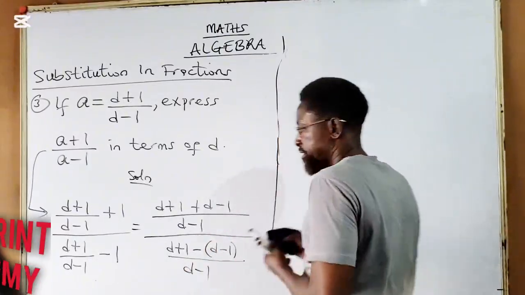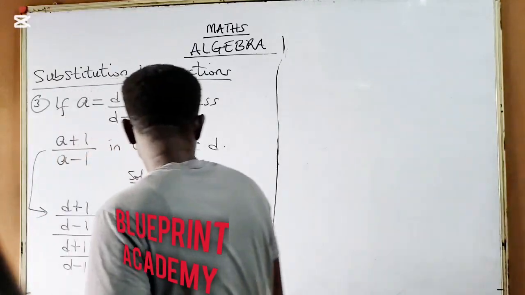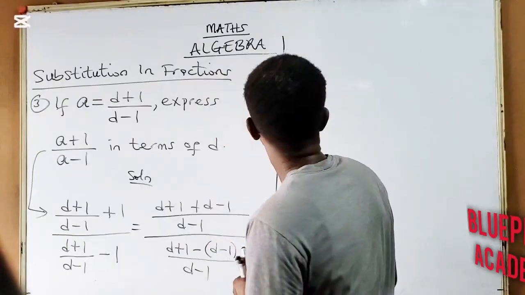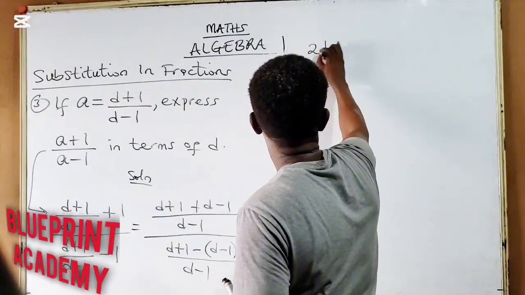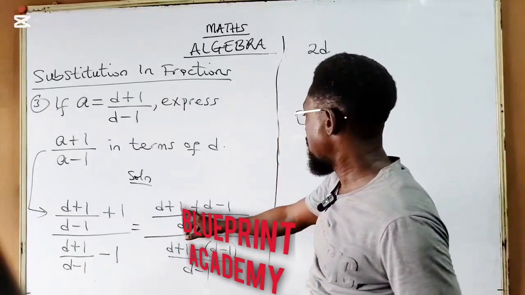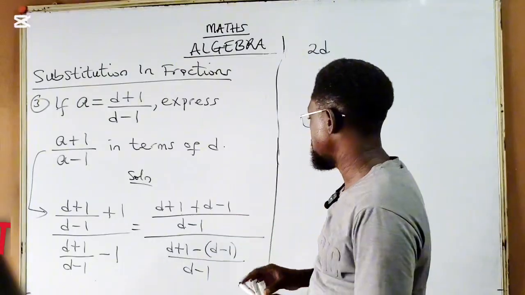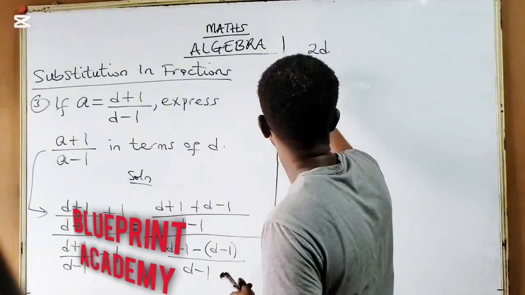So what we'll do next is add up that. We have D plus D, that is 2D. Then 1 minus 1 is 0. So we have 2D over D minus 1. That's for the first part, the numerator.